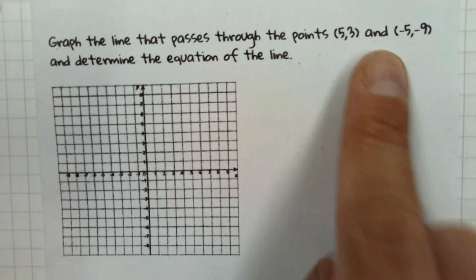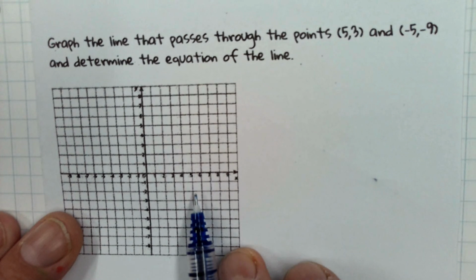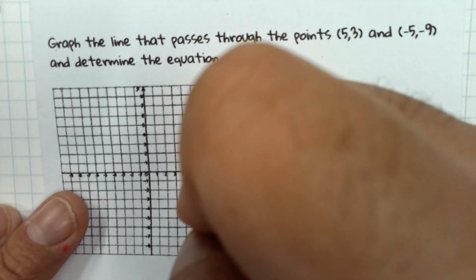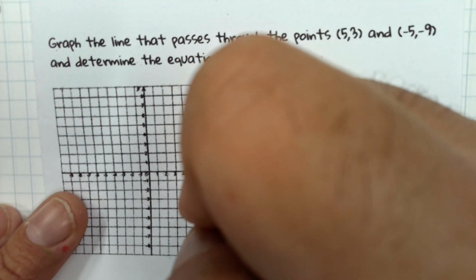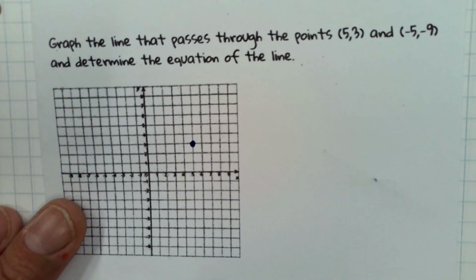We're going to graph these two points, 5, 3, and negative 5, negative 9. So let's do it. 5, 3. That's 5 over and 3 up. 5 over and 1, 2, 3 up. Right there.